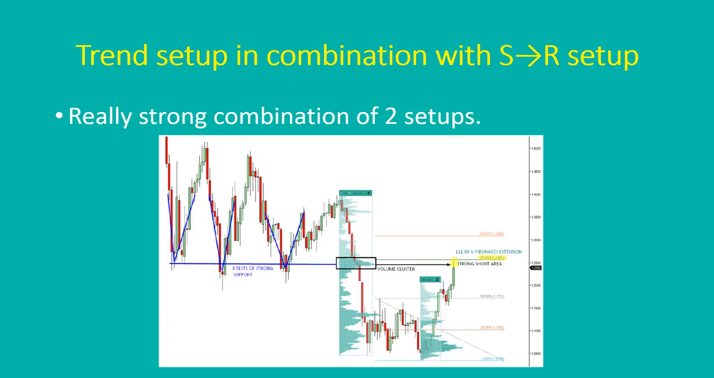Alright? Now there is one very strong combination of two trading setups. The first setup is the trend setup, and the second setup is the support becoming resistance setup, or vice versa, resistance becoming support setup. This is a setup which I already covered in the price action section. Basically, you want to see something like this picture.